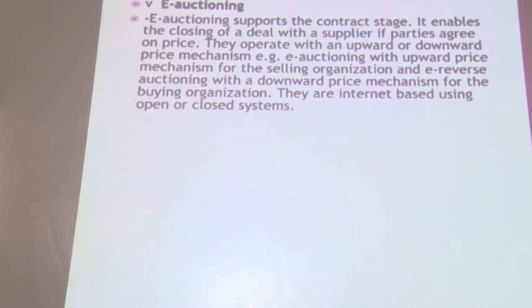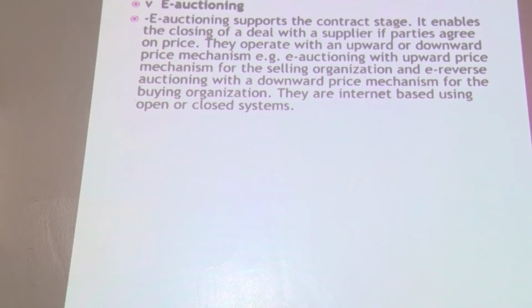The other thing that I'm going to talk about is e-auction. E-auction supports the contract stage of any procurement. It enables the closing of a deal with a supplier if parties agree on a price. So e-auction allows companies to come up with deals. It supports the suppliers and the buyer when it comes to issues to do with deals. They operate with an upward or downward price mechanism, so e-auction can happen both upwards and downwards.